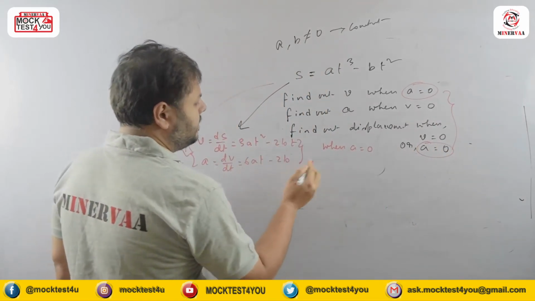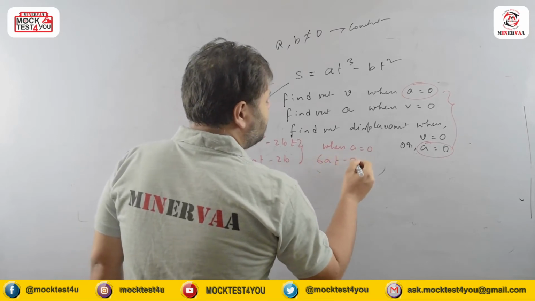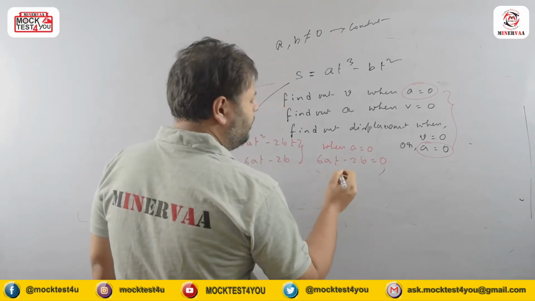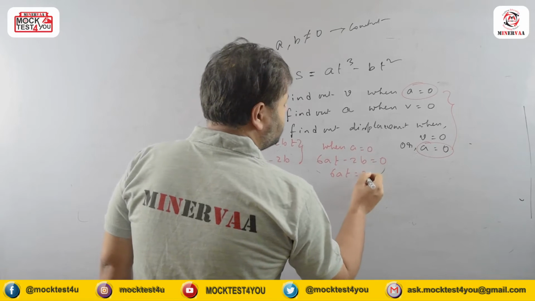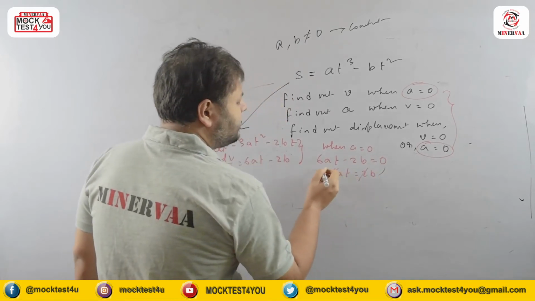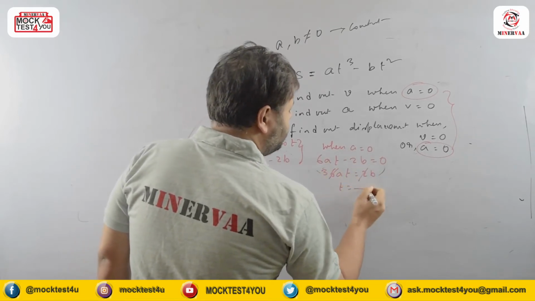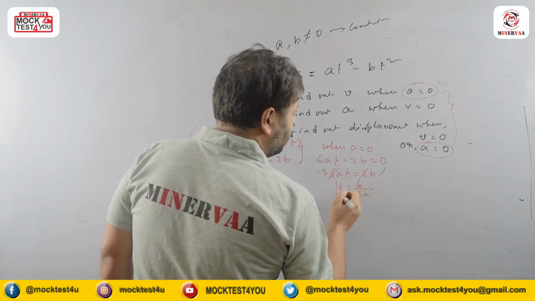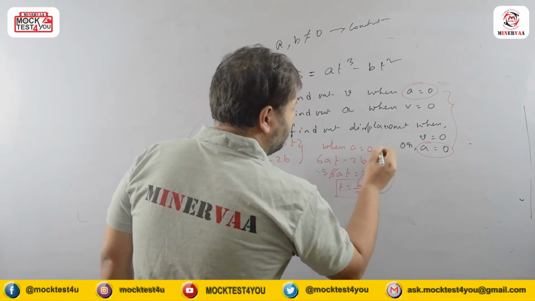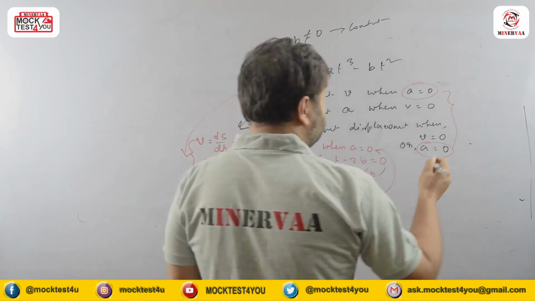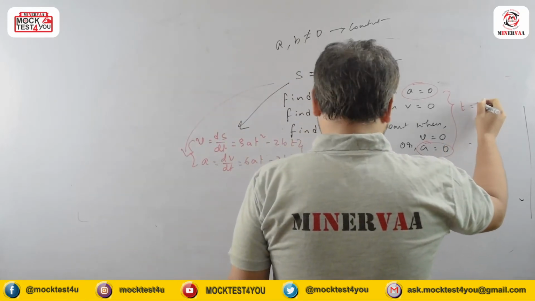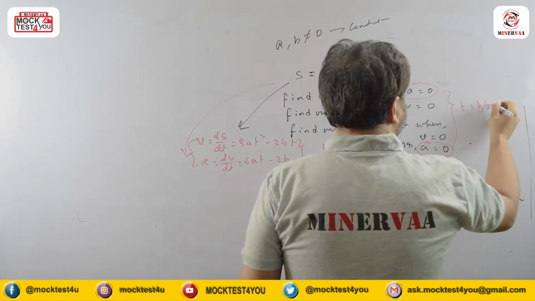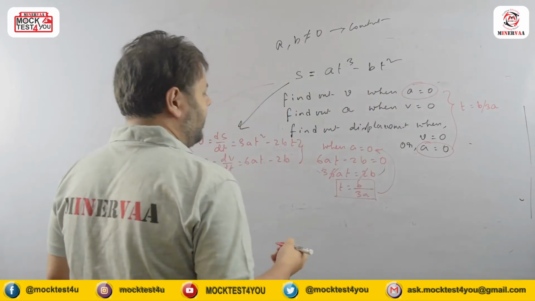When this term is 0, so 6at minus 2b equals 0. So 6at equals 2b. So 2 and 6 cancel out, so t equals b by 3a. So this is the time instant when acceleration equals 0. So acceleration equals 0 when the time instant is b by 3a.